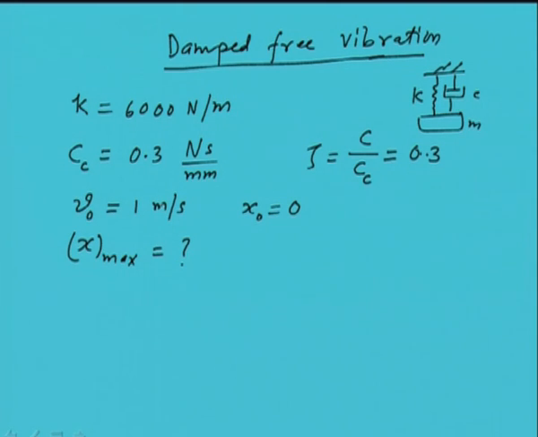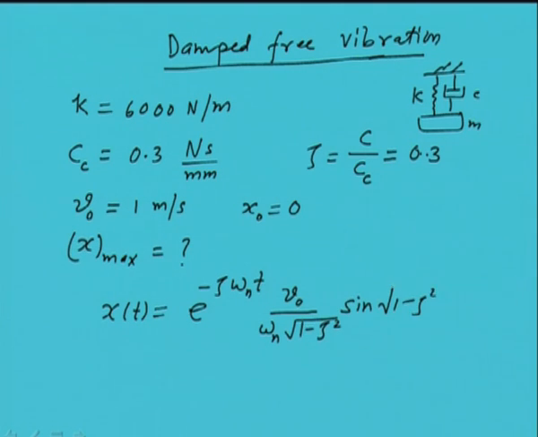Now we already know the free response. This is the decaying part, then we have the velocity, that is the initial disturbance, and this is the sinusoidal part of the motion. There was another term related to x naught, but because this is 0, it does not come into the picture here.